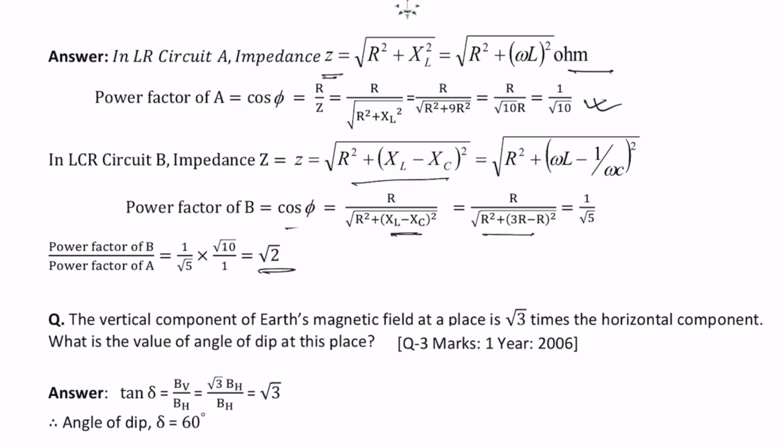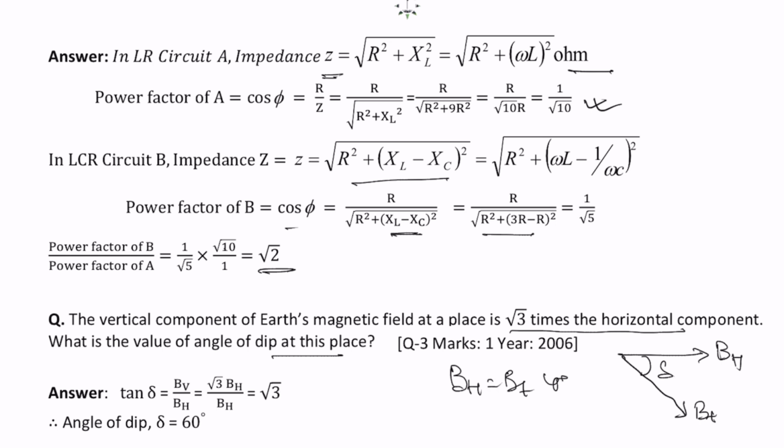The vertical component of Earth's magnetic field is root 3 times the horizontal component. Find the angle of dip. See, this is terrestrial magnetism, this is the magnetic field B_T. So the horizontal component is B_H. If delta is the angle of dip, then B_H is equal to B_T cos delta, correct? And the vertical component is B_T sin delta. So tan delta is equal to B_V by B_H, correct? Tan delta is root 3, so what does that mean? Delta is 60 degrees. So the angle of dip can be found.